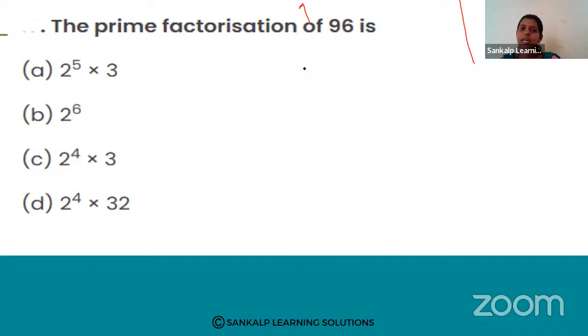Okay, next, the prime factorization of 96. All of you do this. I will wait for your answers. The prime factorization of 96 is 2 raised to 5 into 3, or 2 raised to 6, or 2 raised to 4 into 3 raised to 2. It is not 32, it is 3 raised to 2. Which option is right, my dear children? Solve the question in your notebook first, then find out the answer. It may ask for 2 marks also. Okay.